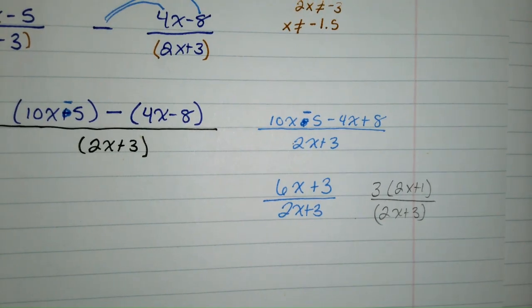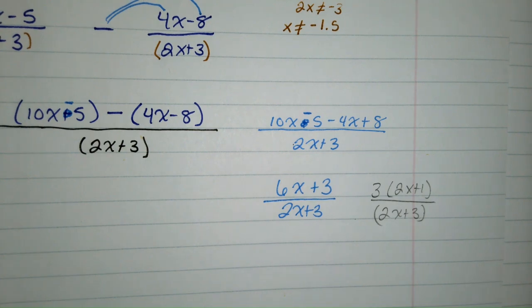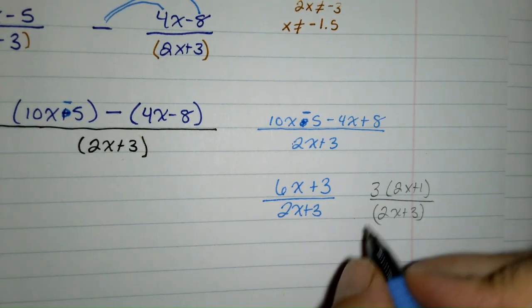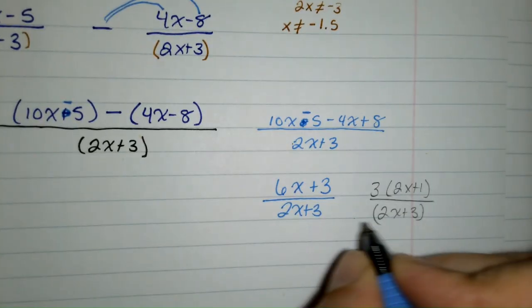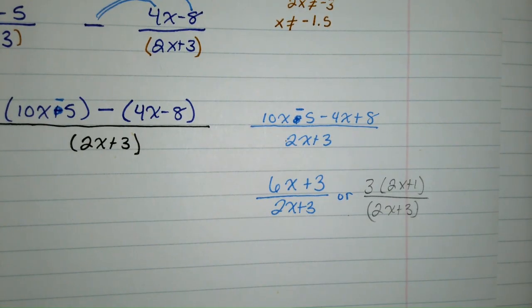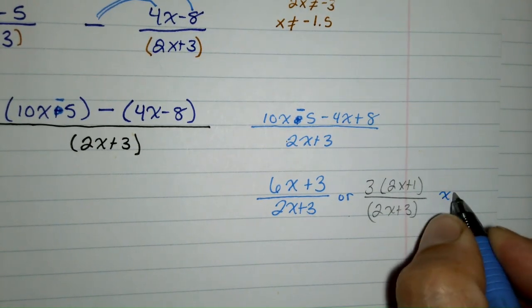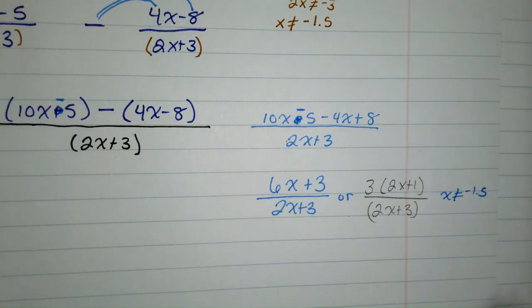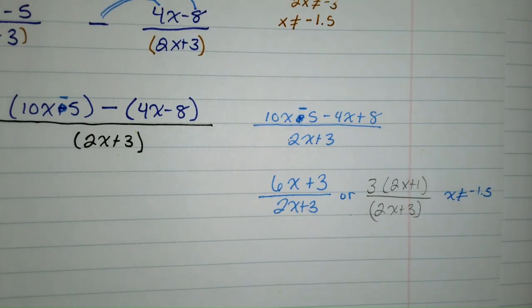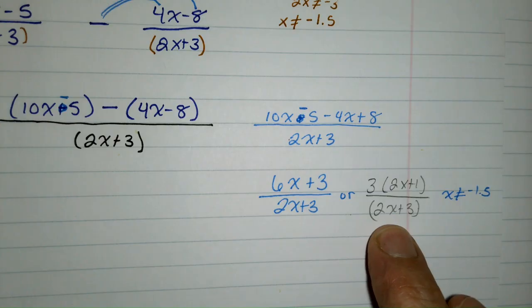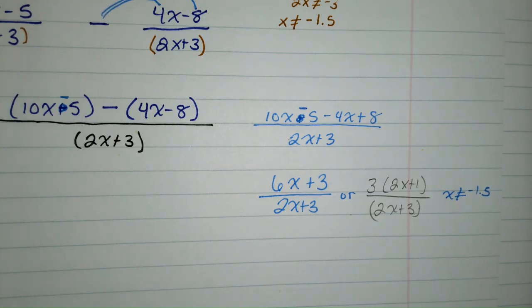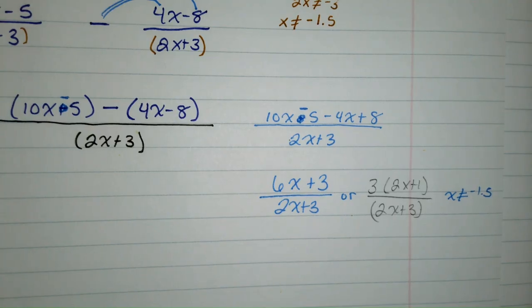Okay, so this is the proper answer, and we know that, and I don't care which way you write it, it can be written in either way. X cannot be negative 1.5. So we're done with the problem. But you notice that I did check for reducing. Again, fractions always must be answered in reduced form. So let's keep that in mind.